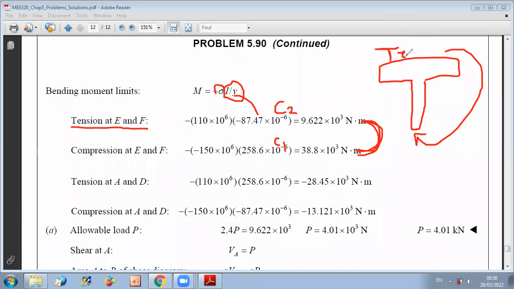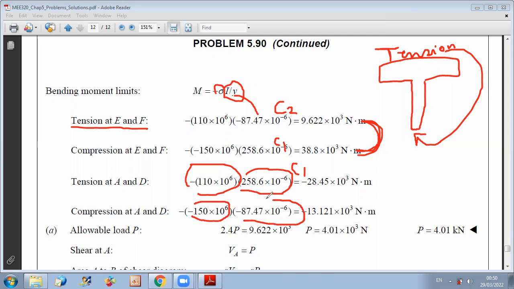So now if I want to calculate the limit of M to not exceed the maximum tension at A and D, for tension I will use the allowable stress of tension and I will use I over Y of the top, which is correlated to C1. And for compression, I will use sigma of compression times I over Y of bottom, which is related to C2.